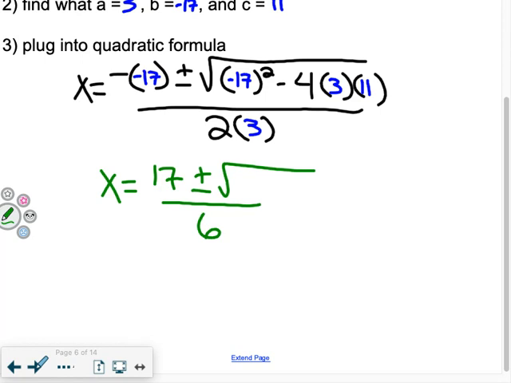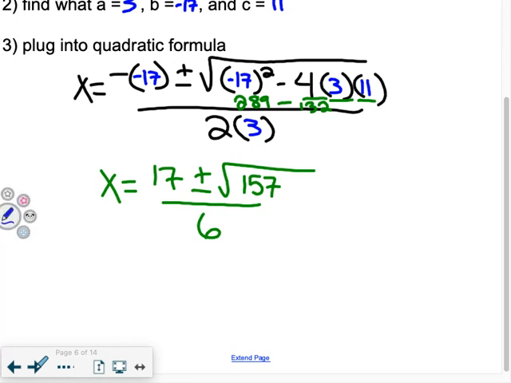So I take negative 17 squared. We get 289. I'm going to take 4 times 3 times 11. I get 132, and then I still have subtraction in there. So I'm going to take 289 minus 132. I get an answer of 157. So now the thing is, if I take the square root of 157, and if you do that right now, you'll notice it does not give us a perfect number.